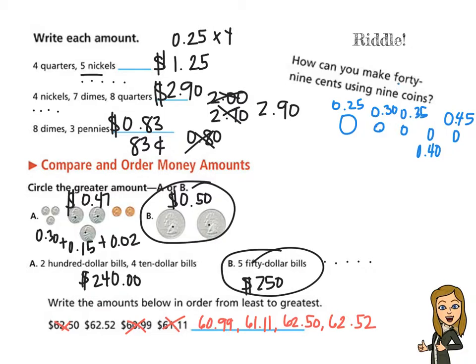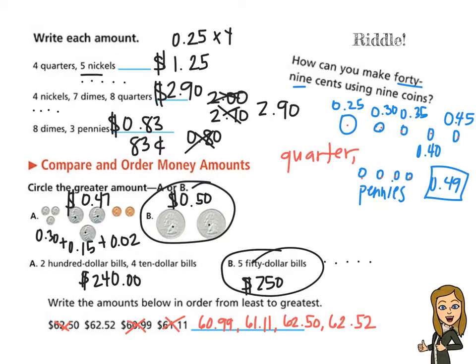Then to get to 49 cents, you would add 1, 2, 3, 4 pennies to bring you to the total 49 cents. And it matches the riddle because you have 1, 2, 3, 4, 5, 6, 7, 8, 9 coins. So you'd have a quarter, 4 nickels, and 4 pennies.